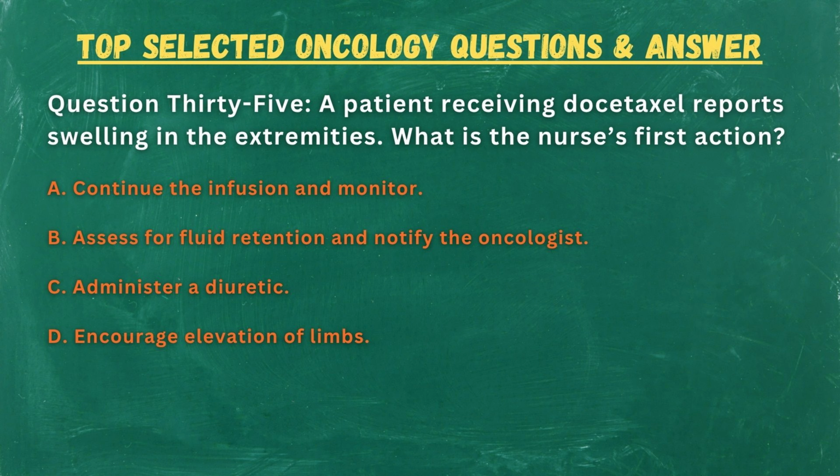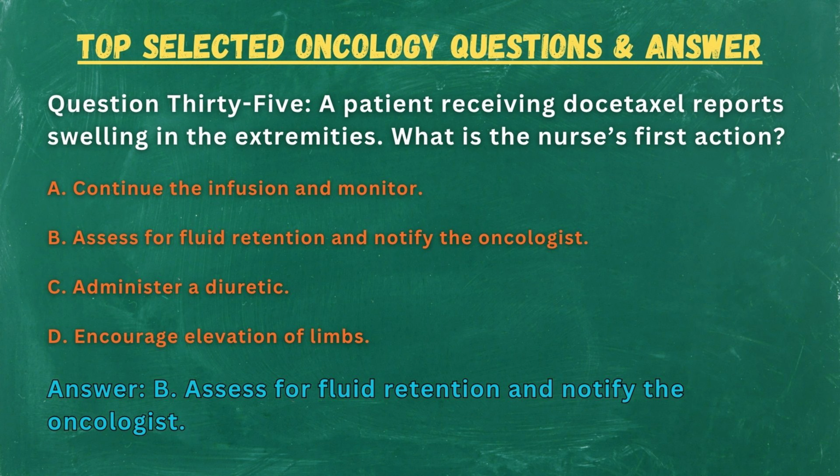Question 35. A patient receiving docetaxel reports swelling in the extremities. What is the nurse's first action? A. Continue the infusion and monitor. B. Assess for fluid retention and notify the oncologist. C. Administer a diuretic. D. Encourage elevation of limbs. Answer: B. Assess for fluid retention and notify the oncologist.